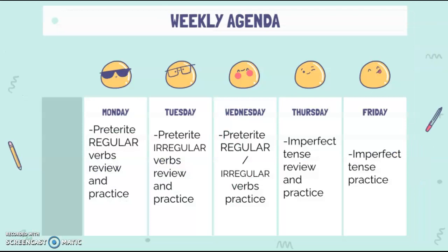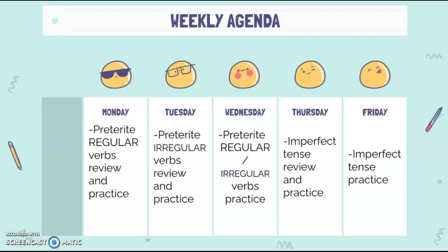If we look at our weekly agenda, on Monday we are going to start reviewing your regular preterite verbs. Tuesday we will then go over all of the irregular preterite verbs, and Wednesday we will do a review of both regular and irregular verbs and practice their conjugations. Again, you should have learned this in Spanish 2, so this should just be a review.